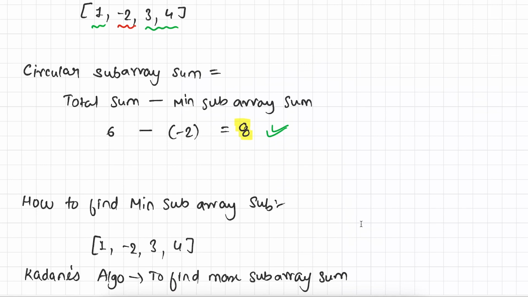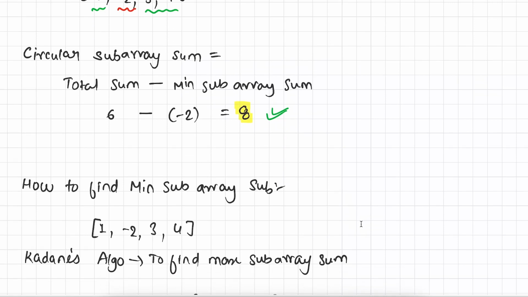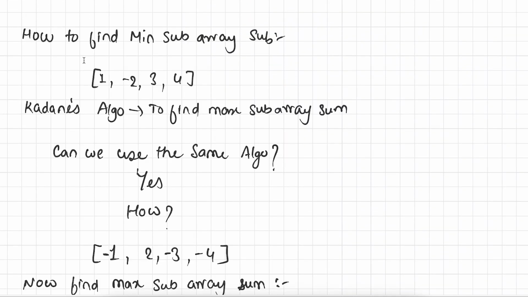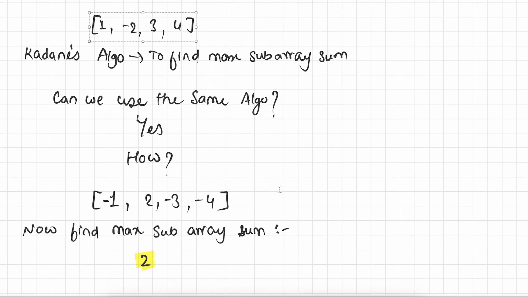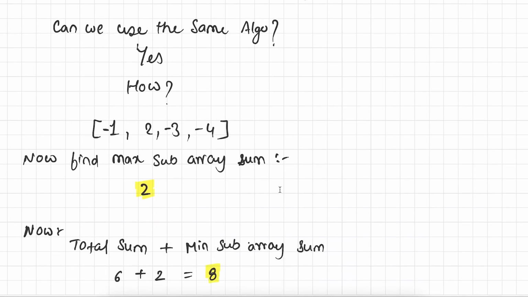Now the next question arises: how to find the minimum subarray sum? So we have an array 1, minus 2, 3, 4 and we also know Kadane's algorithm to find the maximum subarray sum. So can we use the same algorithm to find the minimum subarray sum? Yes, definitely we can use the same algorithm. We do not have to write a new algorithm for it. So let's see how we use the same algorithm to find the minimum subarray sum.